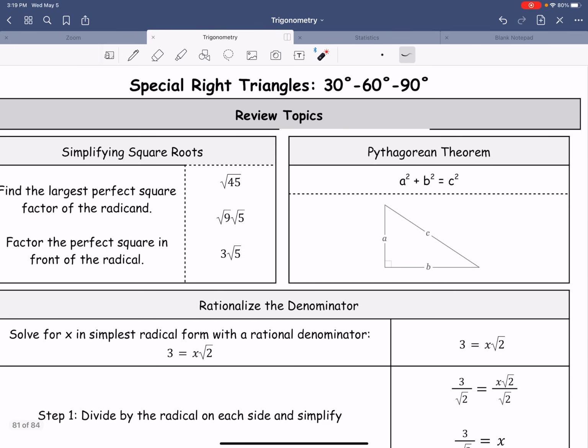The final review topic that we need to know for 30, 60, 90s is the Pythagorean theorem. The Pythagorean theorem states that for any right triangle, so in this case we have a right triangle denoted by that little box in the corner, and we have our legs A, B, and the hypotenuse C. For any right triangle, A squared plus B squared is equal to C squared.